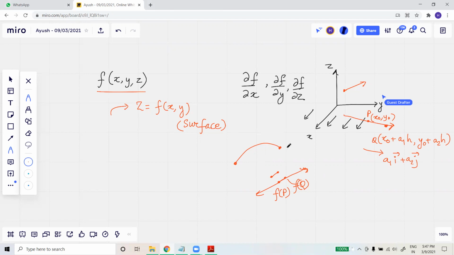That will give us that, because they are not far away, right? They are not far away. In that case f of q minus f of p divided by h might be different from the tangent, but here it won't be.